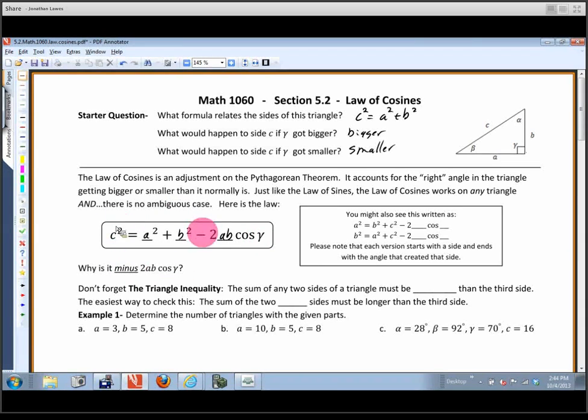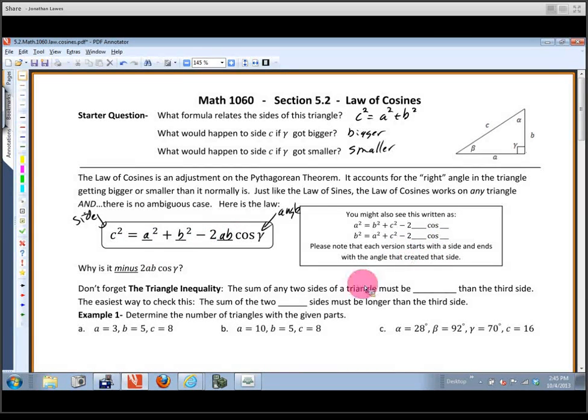So we've got all three sides of the triangle represented right here. And then we've got this cosine of gamma. Now, if you look at gamma, gamma is the angle that created this side C. So angle gamma has something to do with how big this side right here is, the side that it creates. So take note of the fact that it always starts with a side and ends with the angle that created that side, and everything else involved in the formula involves the other two sides that aren't used.